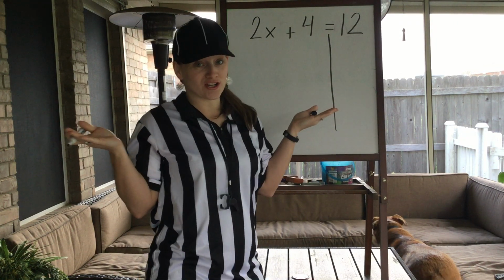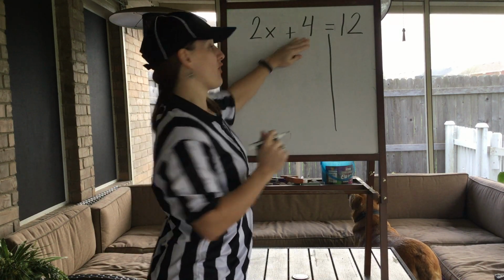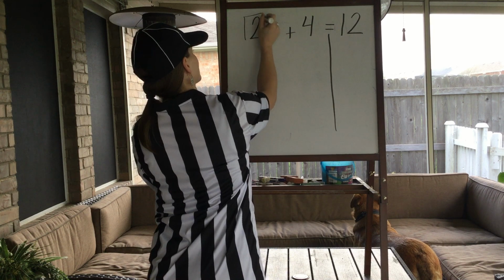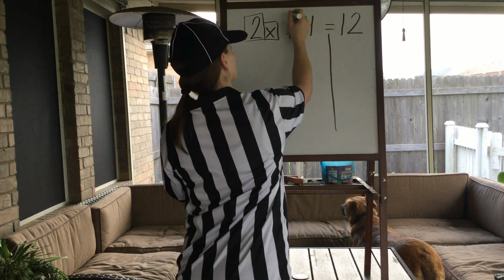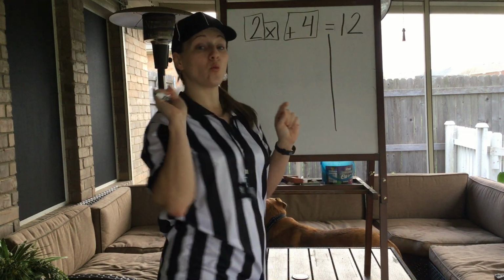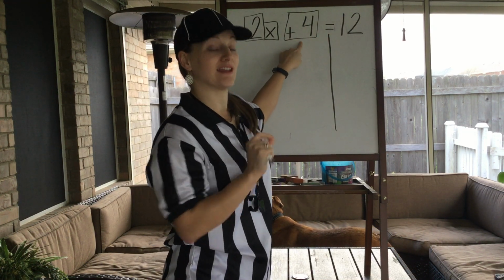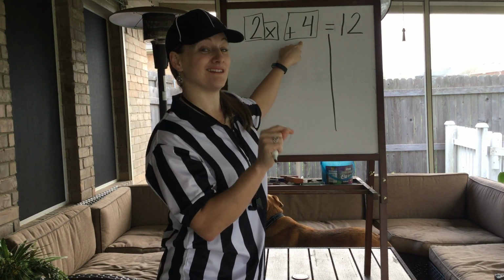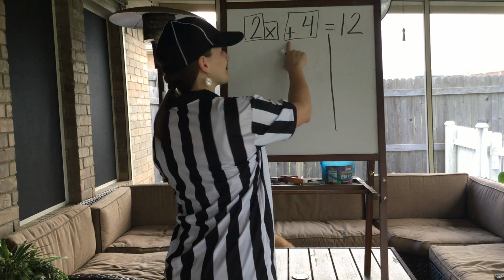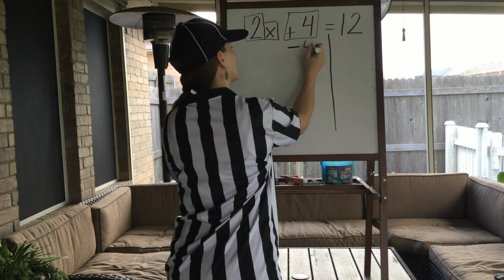So the first thing we're going to do after that is we're going to take the number that's by itself. Because here we actually have two numbers, and here we have one number. So we are going to take this one number that's called a constant, and we're going to go ahead and get rid of it by something called inverse operation. So if this is a plus 4, the way we make it 0 is by doing minus 4.